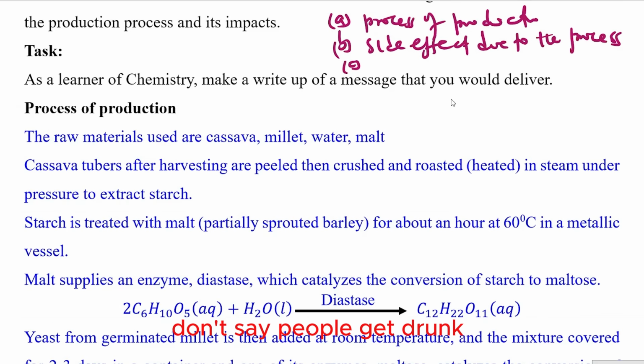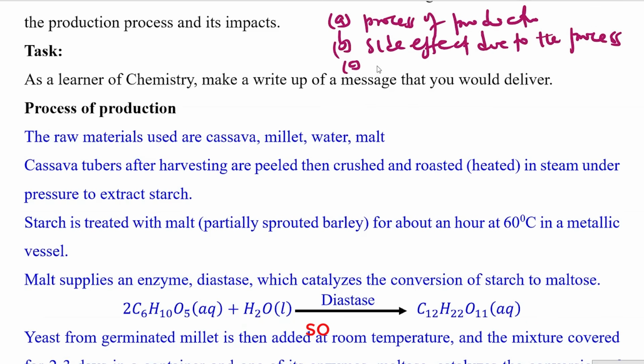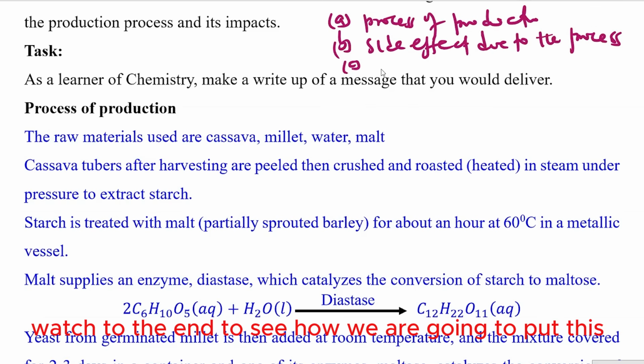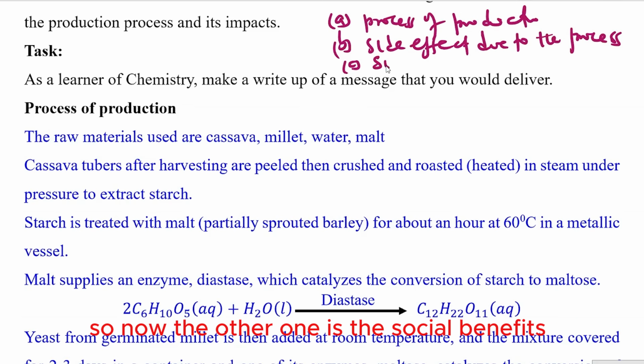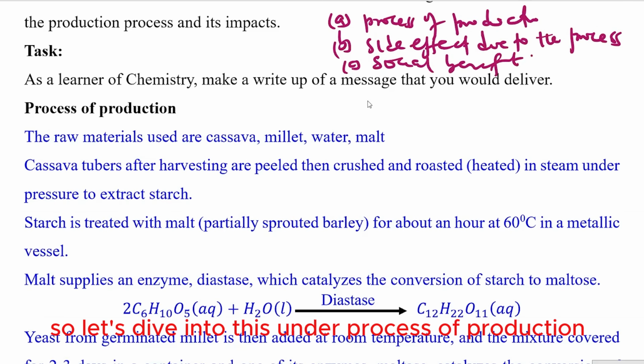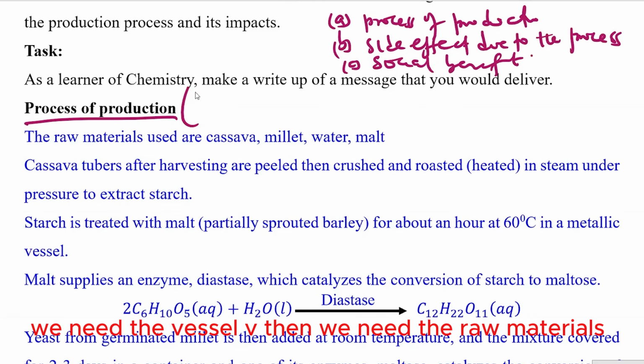Don't say people will get drunk. No, that's the product called ethanol. So we are looking for the side effect of the process, the manufacturing process. So watch to the end to see how we are going to put this response here. So now the other one is the social benefits. So let's dive into this. Under process of production, we need the vessel, V. Then we need the raw materials.